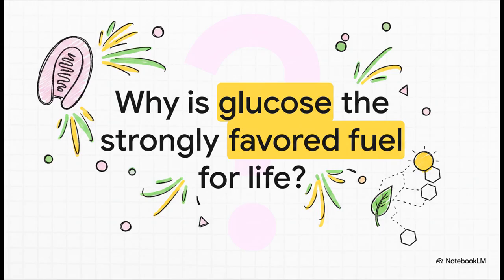Which leaves us with this final, genuinely fascinating thought to ponder. If biological systems are so perfectly adapted to burn fats and proteins, and can seamlessly feed them right into that mitochondrial engine, why did life evolve to favor glucose as its absolute primary fuel source across almost all kingdoms of life? It's a real testament to the incredible optimized efficiency of the chemical pathways we've explored today.